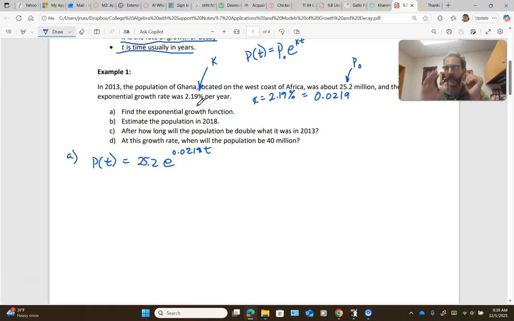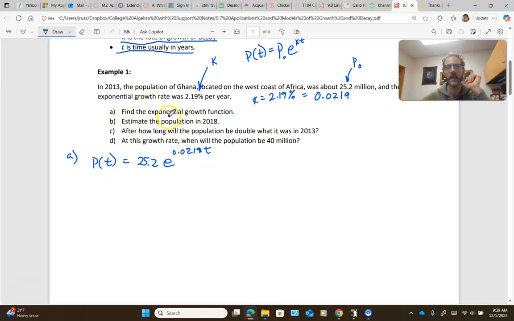There may come a time when the population of Ghana is no longer increasing exponentially, and then it could eventually start to decrease. That's where domain restrictions might come in. But anyway, that's part A. This is our exponential function.